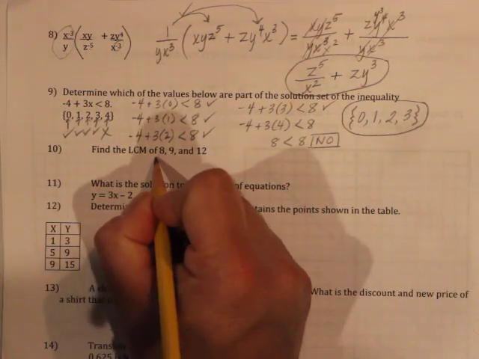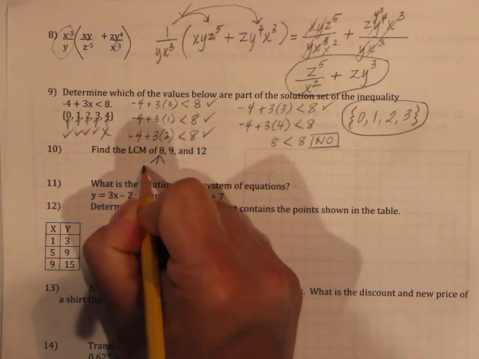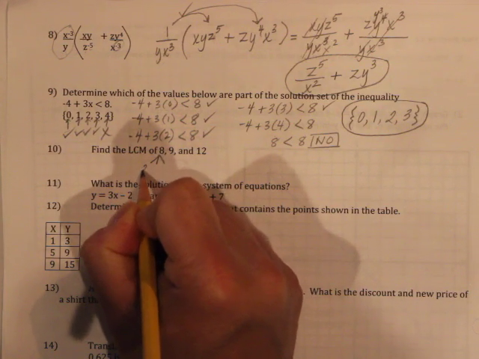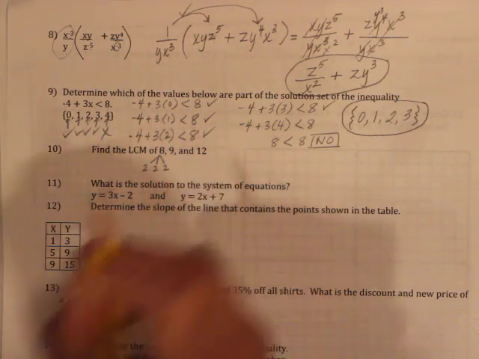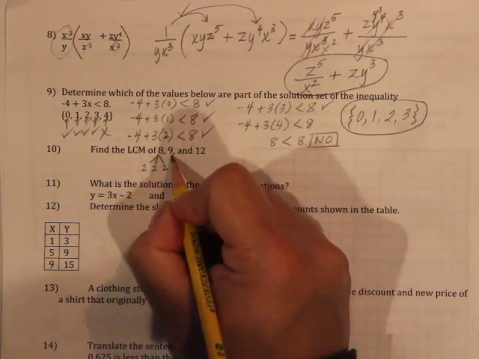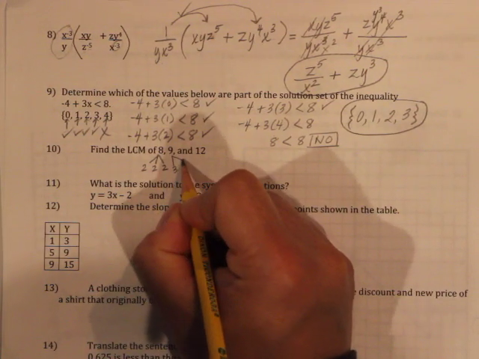To find it, we need to get to our prime factorization. So if I do the prime factorization for 8, I get 2 times 2 times 2. Prime factorization for 9 is 3 times 3.